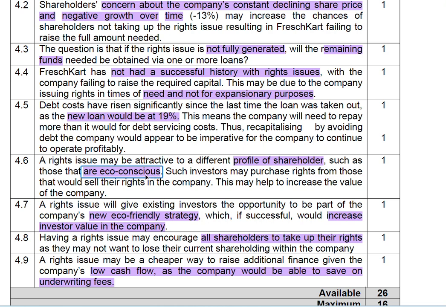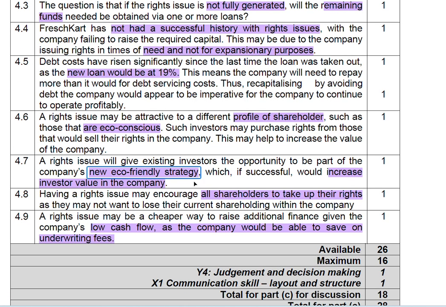Then, because the company wants to move to eco-friendly environments, some shareholders will be interested to buy those shares because they believe moving to the strategy might boost the profile of the company and result in future profitability. Therefore, they'll say, no, let us buy those shares, because maybe buying those shares is not a bad idea as we look at a better future for the company. Then 4.7, a rights issue will give existing investors the opportunity to be part of the company's new eco-friendly strategy, which, if successful, would increase investors' value in the company.